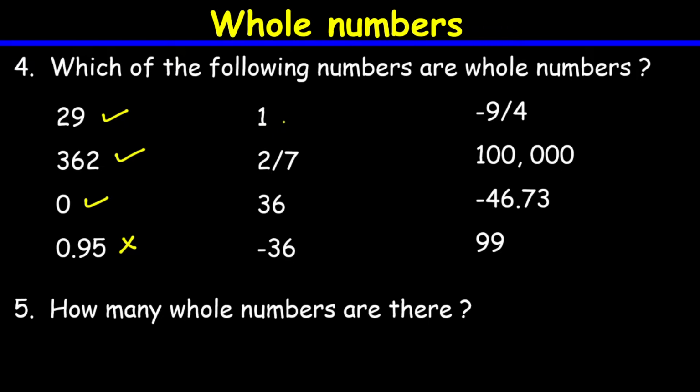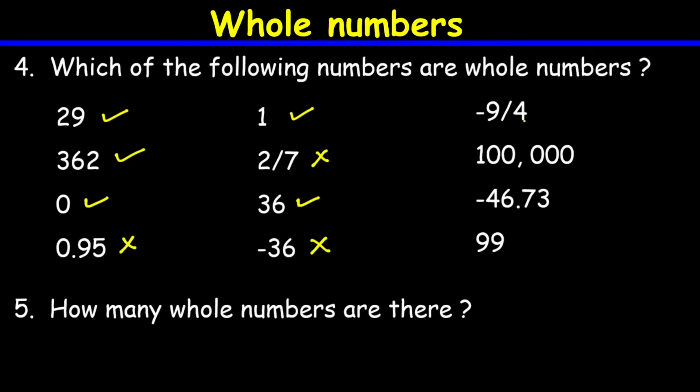Is 1 whole number? Yes, 1 is whole number. Is 2 over 7 whole number? No, it is not whole number because 2 over 7 is fraction and fractions are not whole numbers. Whole numbers do not include fractions. Is 36 whole number? Yes, 36 is whole number. Is negative 36 whole number? No, it is not whole number because negative 36 is a negative number and negative numbers are not whole numbers. Whole numbers do not include negative numbers.